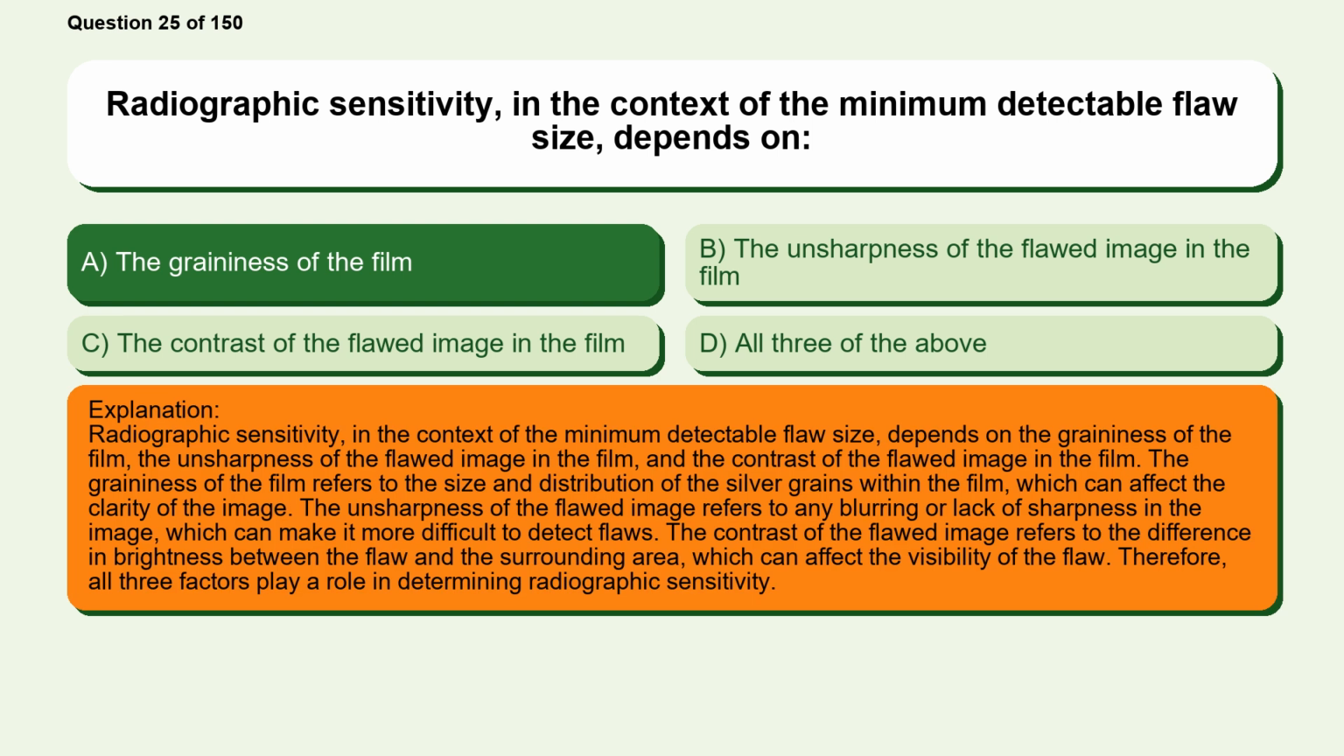Radiographic sensitivity, in the context of the minimum detectable flaw size, depends on the graininess of the film, the unsharpness of the flawed image in the film, and the contrast of the flawed image in the film. The graininess of the film refers to the size and distribution of the silver grains within the film, which can affect the clarity of the image. The unsharpness of the flawed image refers to any blurring or lack of sharpness in the image, which can make it more difficult to detect flaws. The contrast of the flawed image refers to the difference in brightness between the flaw and the surrounding area, which can affect the visibility of the flaw. Therefore, all three factors play a role in determining radiographic sensitivity.